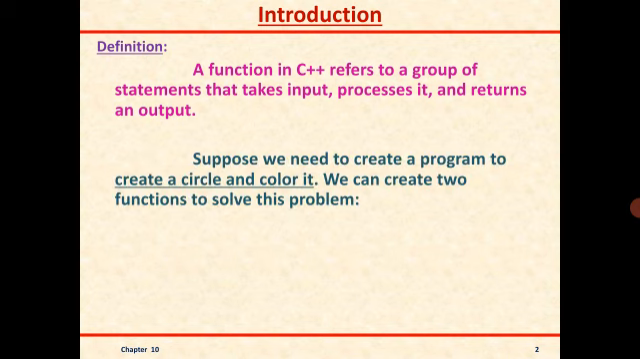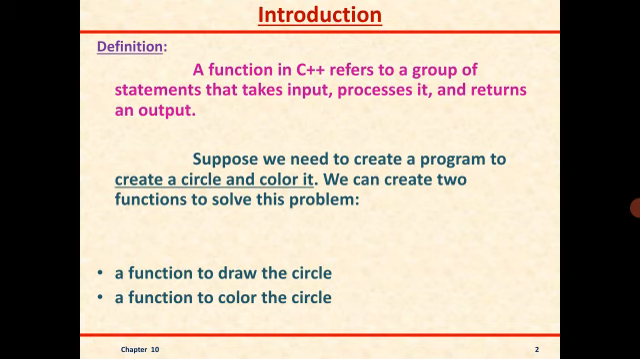Suppose there is one problem. Say, I have to draw the circle and I have to color it. This is the given problem statement. Here, there are two things involved. Instead of saying things, I say it includes two functionalities. Which are they? The first function is to draw the circle and the second function is to color that circle.